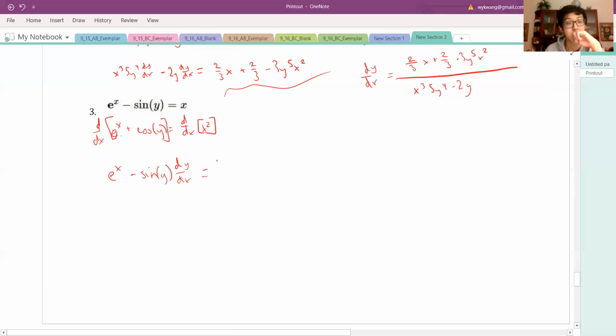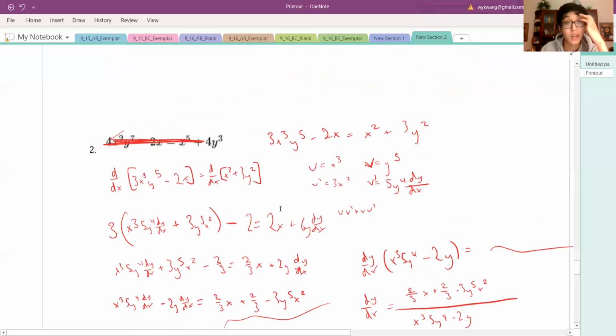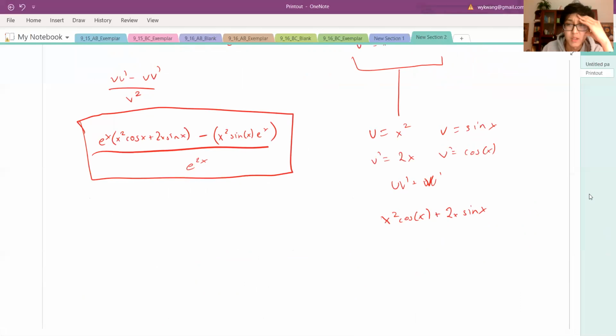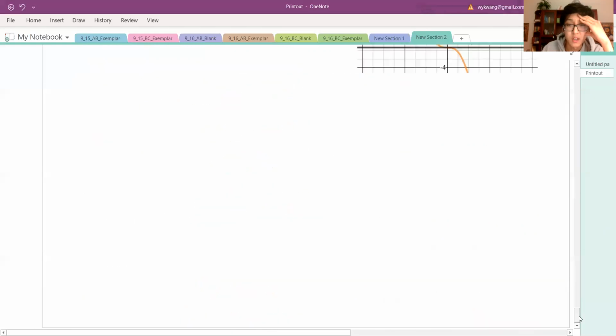Now d over dx of x squared, with respect to x, just do the power rule, equals 2x. Now you can just isolate dy over dx, so dy over dx equals 2x minus e to the x over negative sine y. That's your answer.